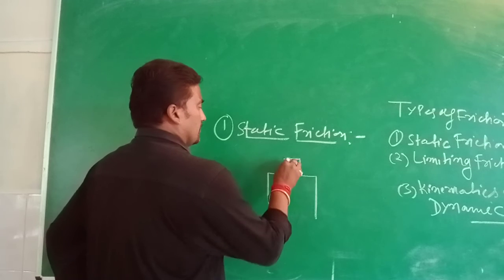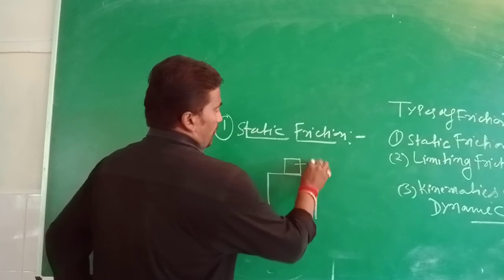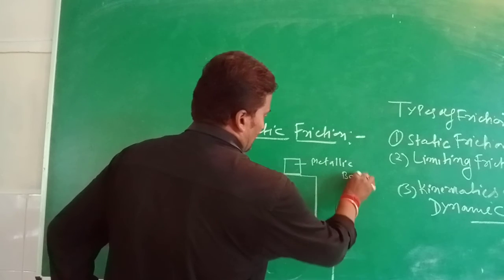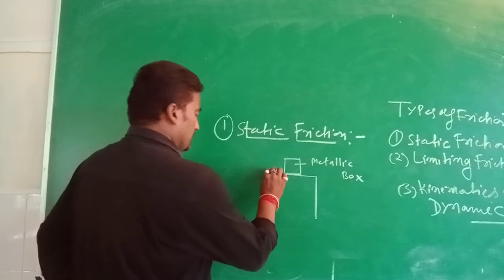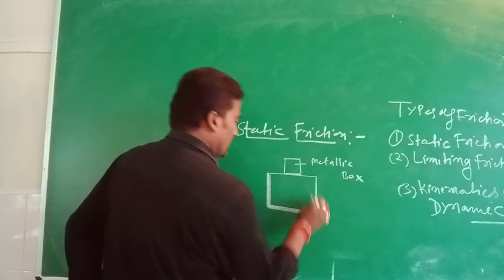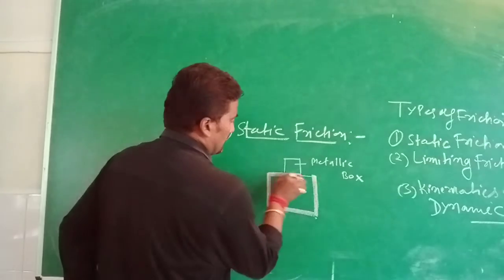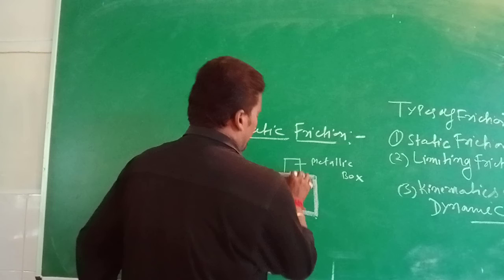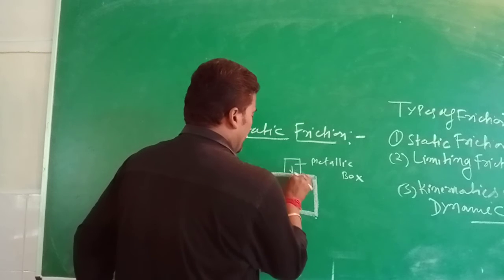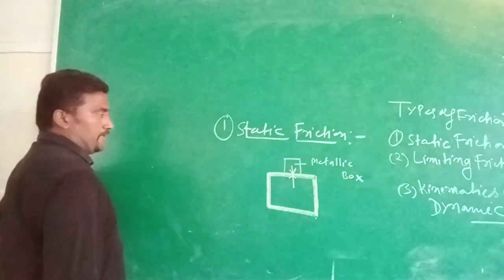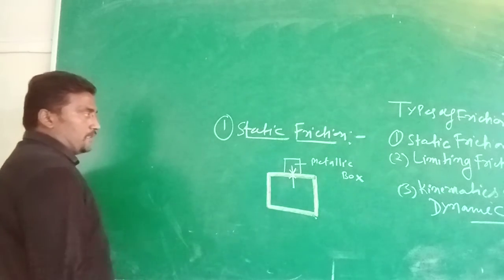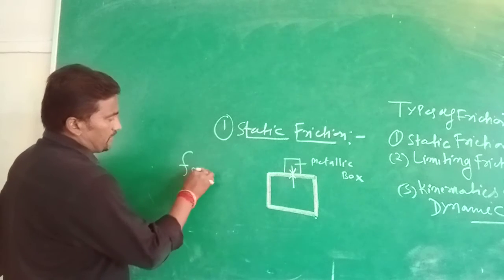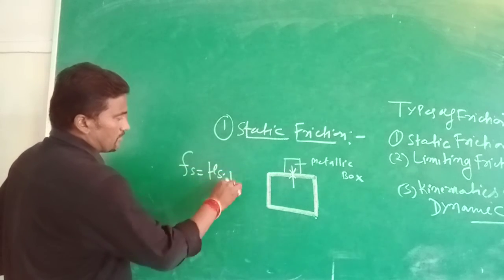If any object, for example a metallic box, is placed at rest position on a rectangular box, we observe that both bodies are in contact with each other. At that time, friction is applied at the body. That is the static friction, and it is denoted by Fs equal to mu s into R.